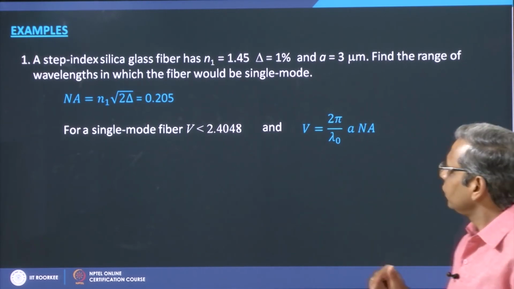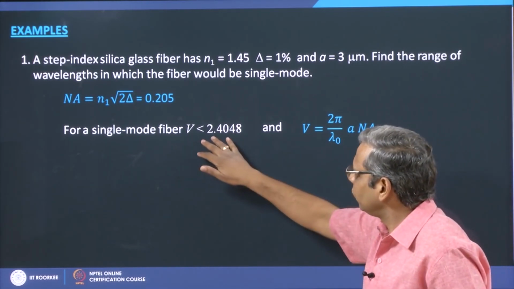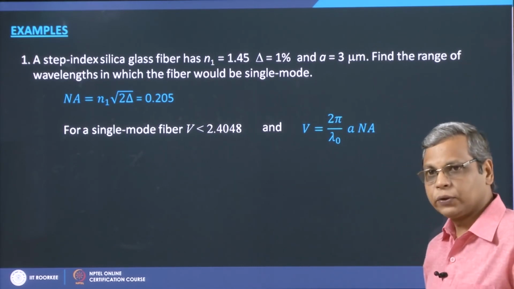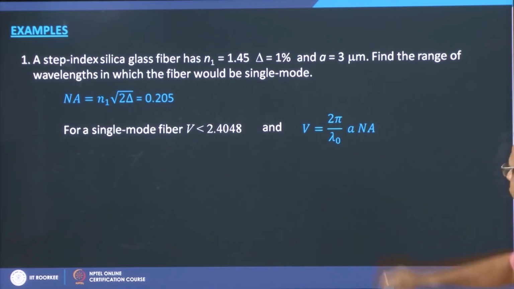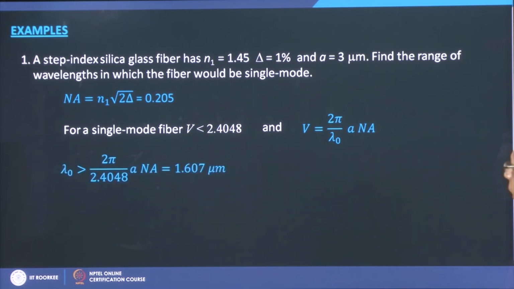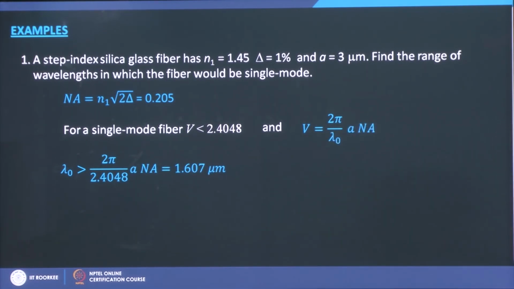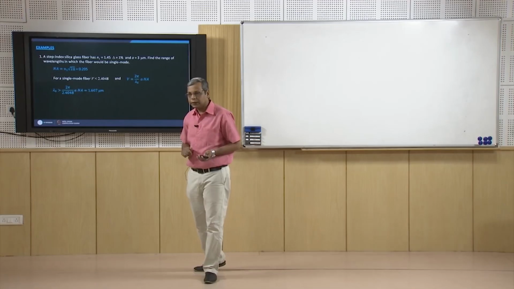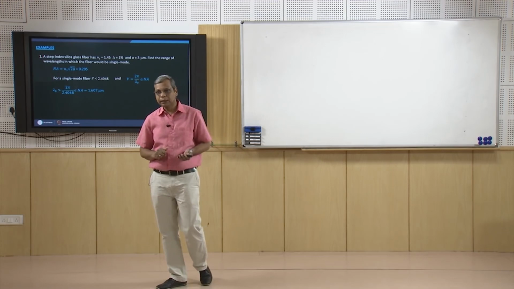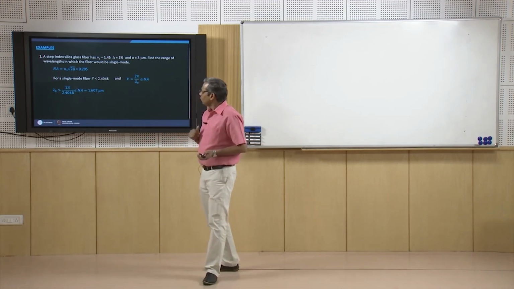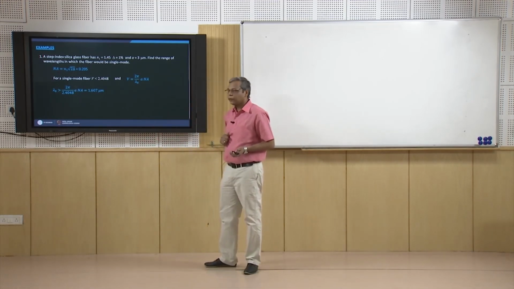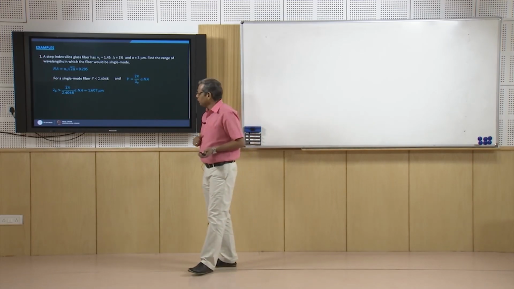and I also know that for the fiber to be single moded, V should be less than 2.4048, and since V is defined as 2 pi over lambda naught times A times NA, then lambda naught should be greater than this number. So for all the wavelengths which are longer than 1.607 micrometer, this fiber would be single moded, and for the wavelengths shorter than this the fiber will support more than one mode.